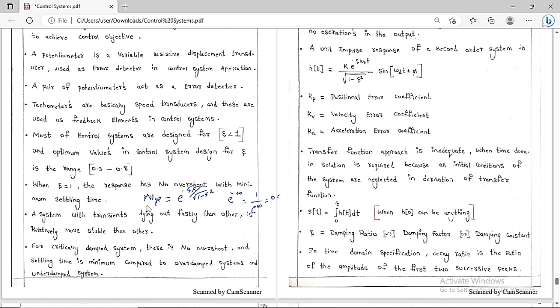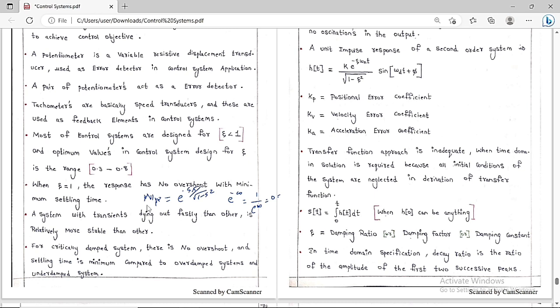So finally I can say for a critically damped system, zeta is equal to 1, the peak overshoot is equal to 0, which means there is no peak overshoot, and the settling time is also minimum when compared to the overdamped case as well as the undamped case. So zeta equal to 0 is called the undamped case, which means the overshoots are going to be present for all the time.